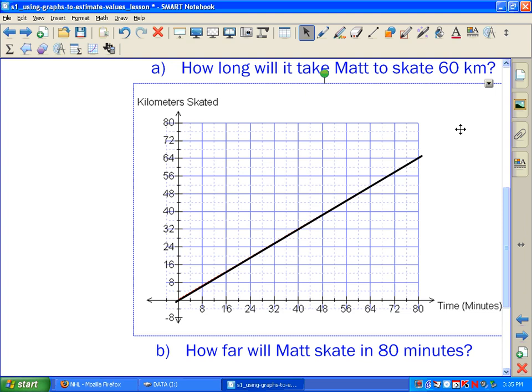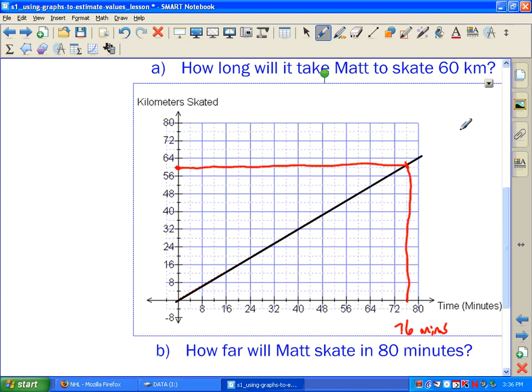60 kilometers? Now what we do is we go across from 60. Keeping in mind that this right here is 60, it's halfway between 56 and 64. So I go all the way across until I touch the line, which I do right here, and I go all the way down, and I get about 76 minutes. So that's how long it takes Matt to skate 60 kilometers.